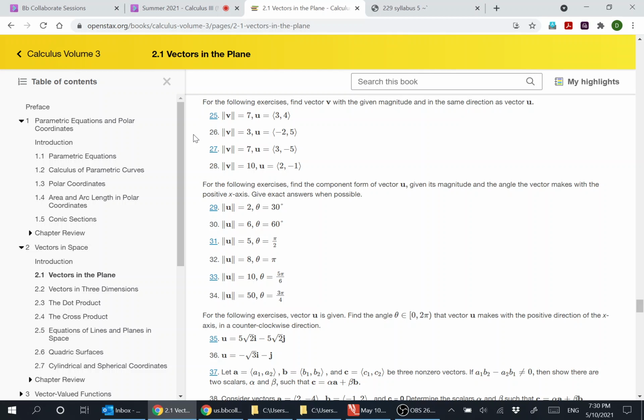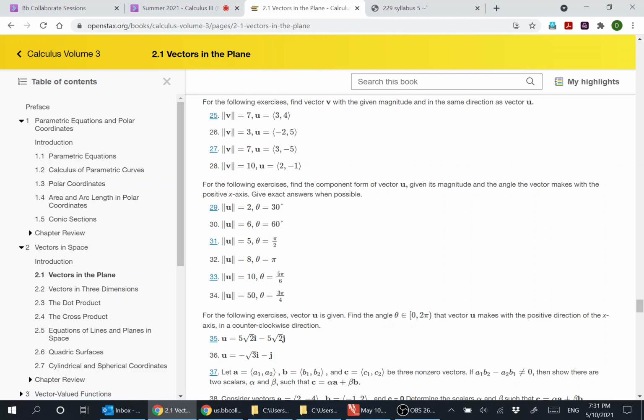For the following exercises, find the component form of u, where you're given the magnitude of the vector and the angle it makes with the positive x-axis. So in 29 and 30, we'll do both of those, I guess. Do we have another one in the syllabus like that? 29 and 34. Well, 34 is the same thing. So we'll do that.